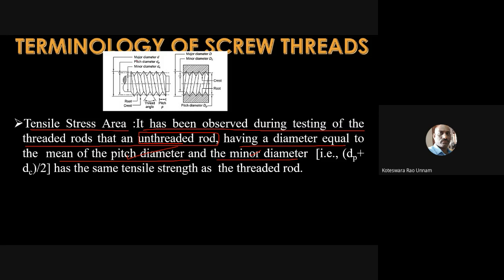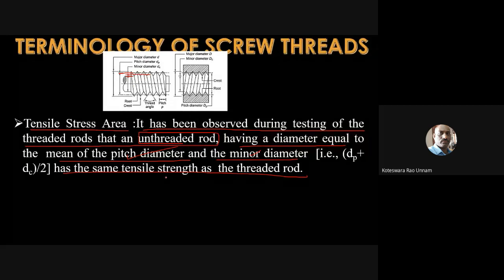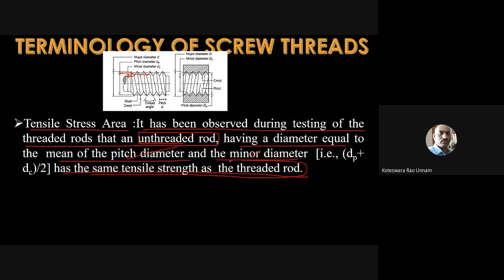So from this you can see the mean of the pitch diameter and the minor diameter. This is your minor diameter and this is the pitch diameter. If you take the average of these two, then that has the same strength as the threaded rod. If you calculate the area based on that average and compute the stress value, it is the same as the tensile strength of the threaded rod. So to compute the tensile stress area, you need to consider this as the diameter for calculating the area.